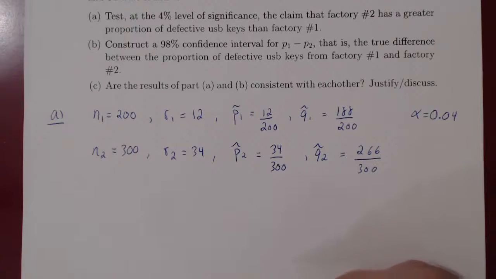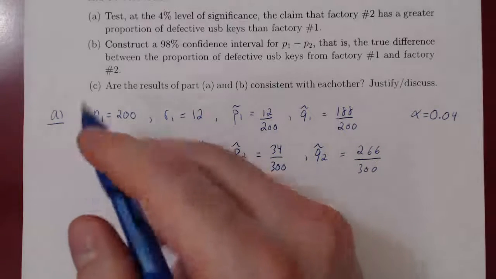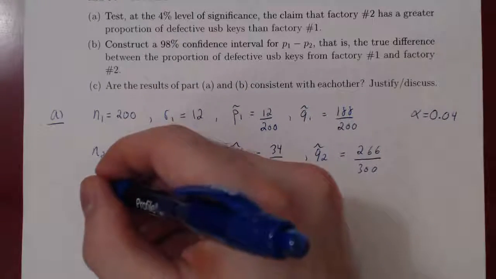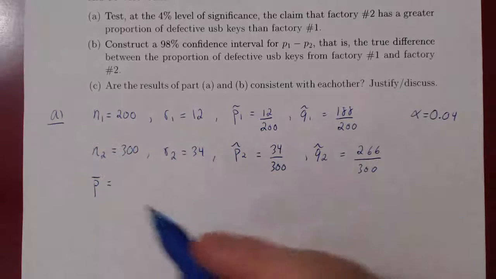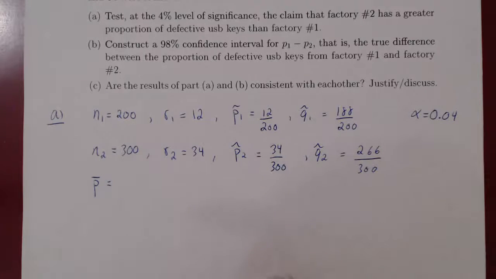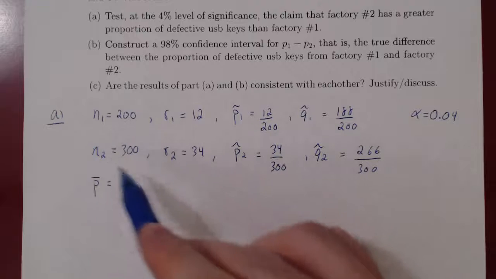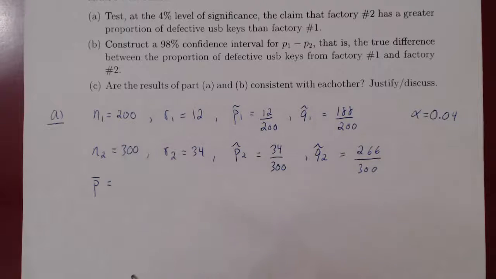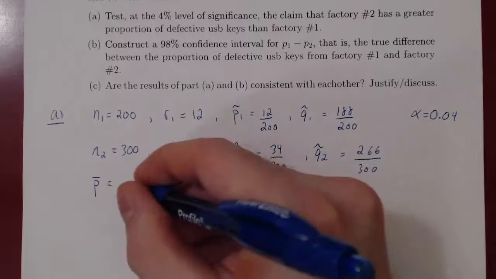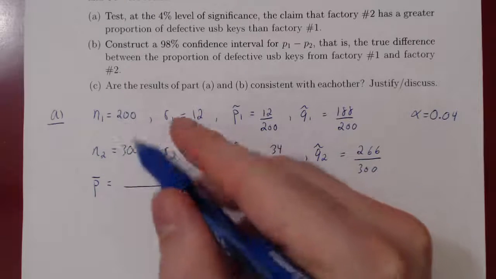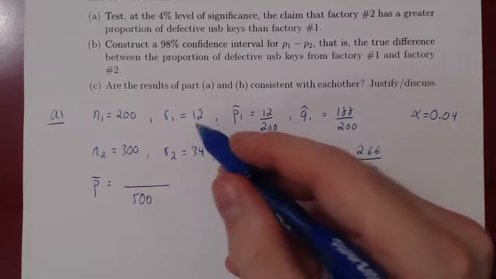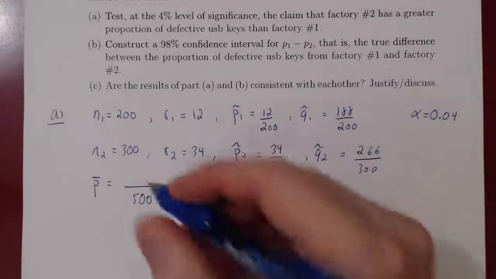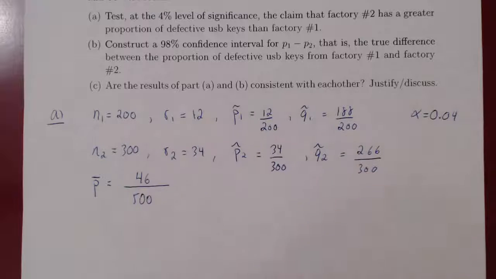Let us find our p bar and q bar because we will be pooling our samples, because what we have here is a test of hypothesis. So p bar, if you remember, is the proportion of defective USB keys in our case after we combine our two samples into one larger sample. So if we combine our two samples, we have 500 keys in total. And out of those, a total of 46 were found to be defective.